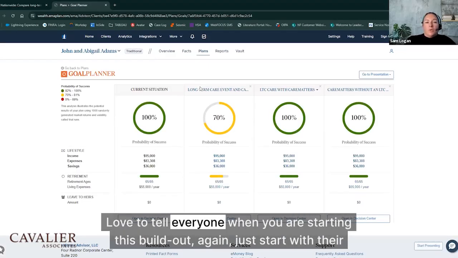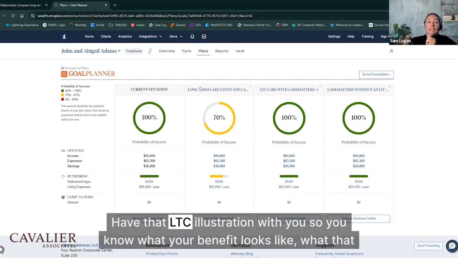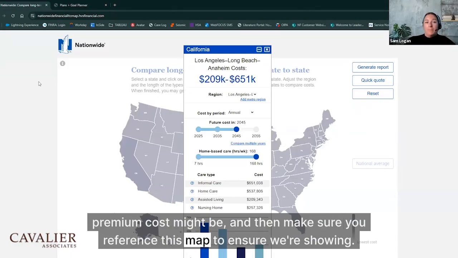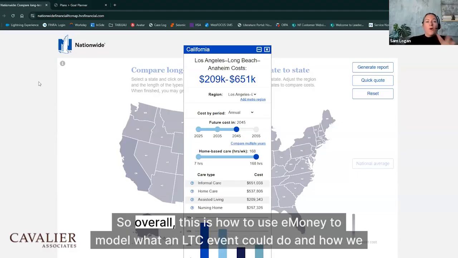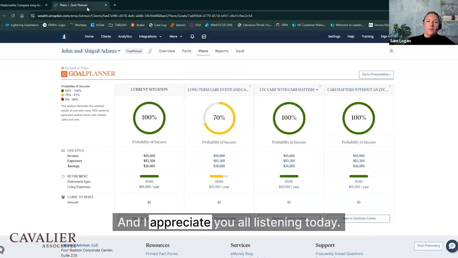I'd love to tell everyone, when you are starting this build-out, just start with their base financial plan. Have that LTC illustration with you so you know what your benefit looks like, what that premium cost might be, and then make sure you reference this map to ensure we're showing the right year it's starting and the cost that we're expecting them to show. So overall, this is how to use eMoney to model what an LTC event could do and how we protect against it. And I appreciate you all listening today.